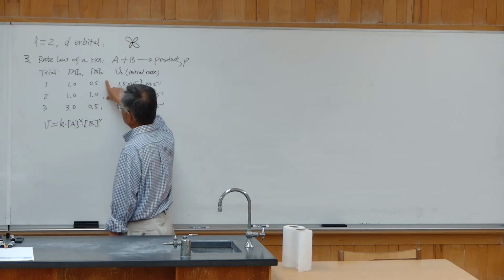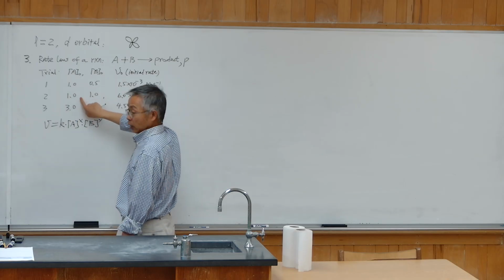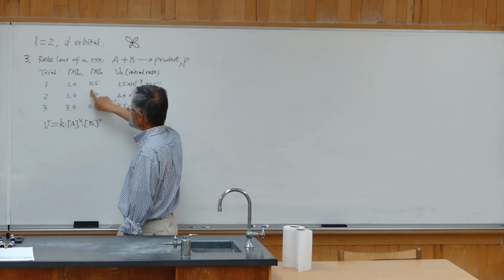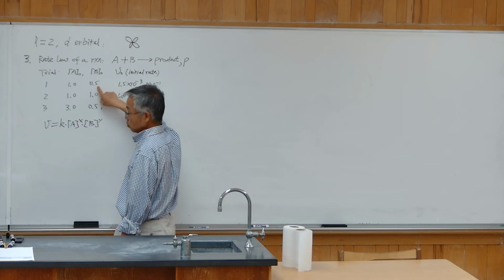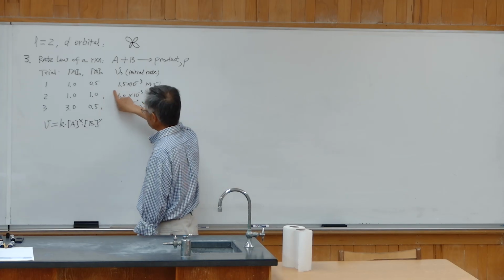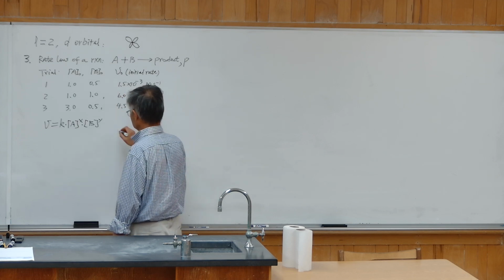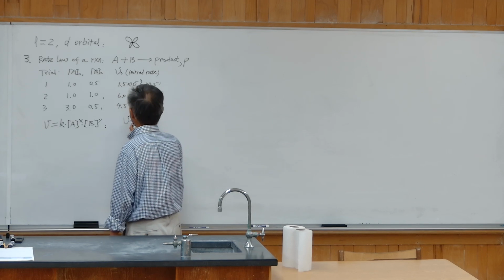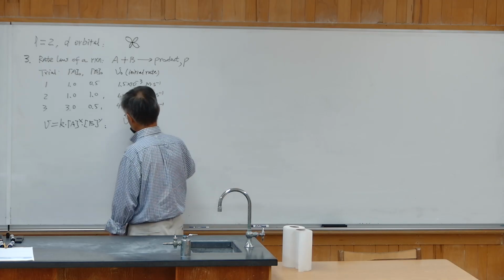So now if we compare chart 1 with chart 2, the initial A concentration is exactly the same, but the B doubles, right? In chart 2, B started with 1. Chart 1 is only 0.5. And this reaction rate is 4 times faster. 1.5 becomes 6.